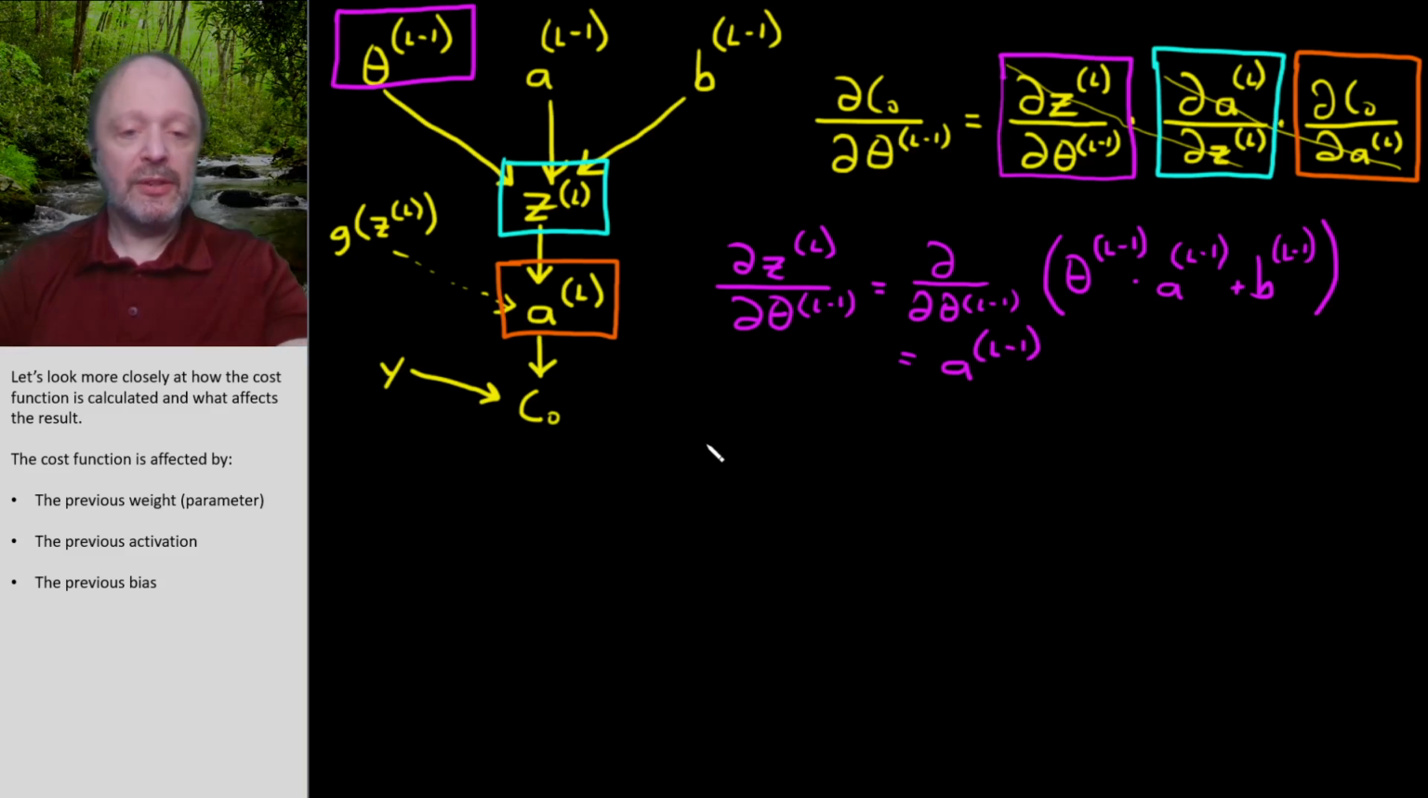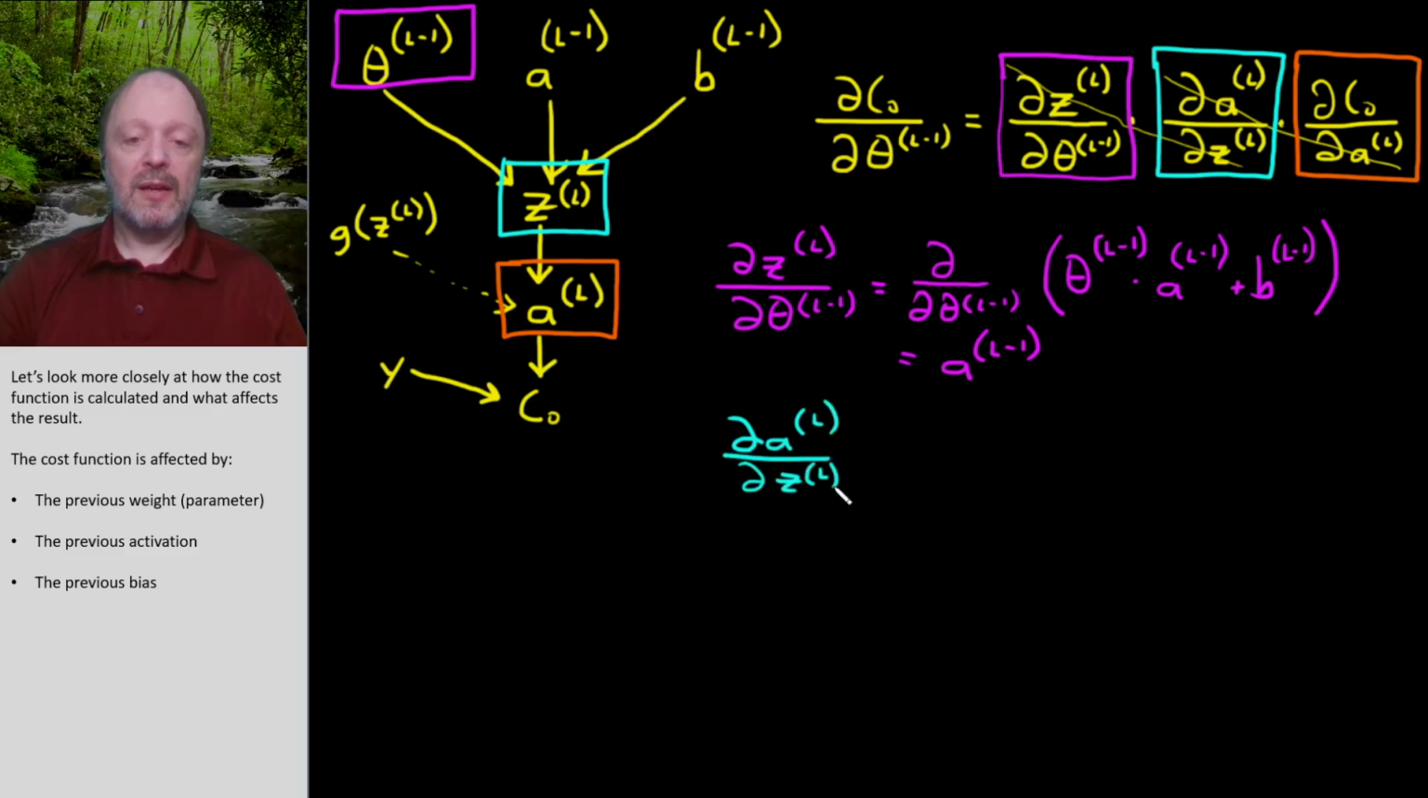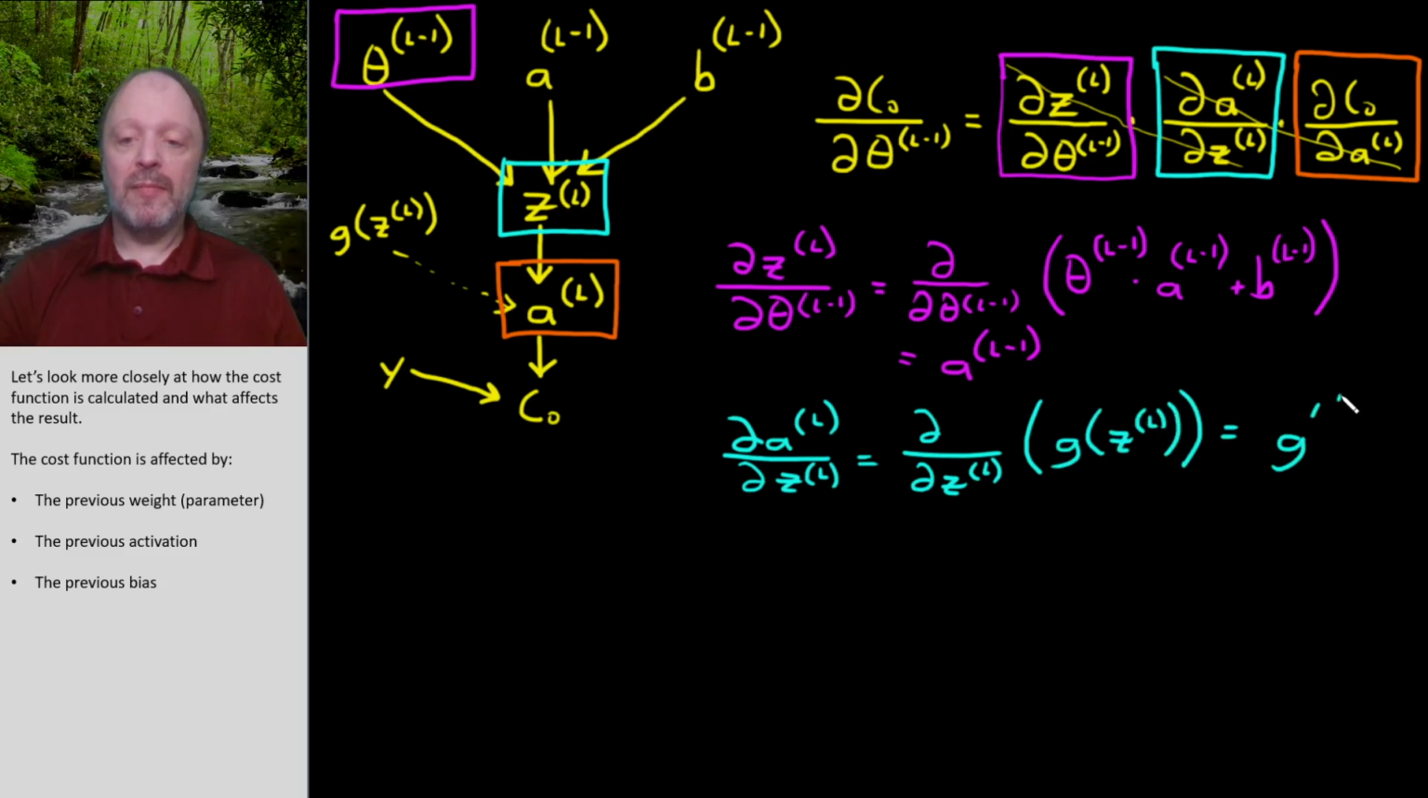The blue's even easier. So where's my blue? If I look at how the activation is affected by the z. Well, this one couldn't be simpler because this is just going to be the partial with respect to z of, well, this is just g of z. And the partial derivative of that is just going to be g prime of z. Turns out we don't really need that for being able to talk about what we're doing.